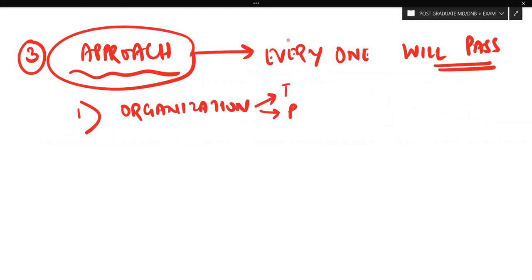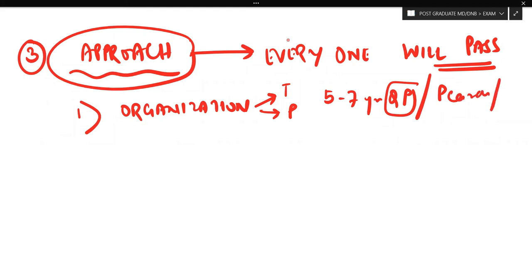Do you have access to the 5 to 7 years of question papers that you are going to use? Do you have the list of problem cards that is routinely kept in your exams every year? Do you know the list of practicals that they are keeping for your exam? Because usually they don't change. So are you aware of these things? That is organization. Do you know that if I am reading this question, where is the answer to that question? That is organization.